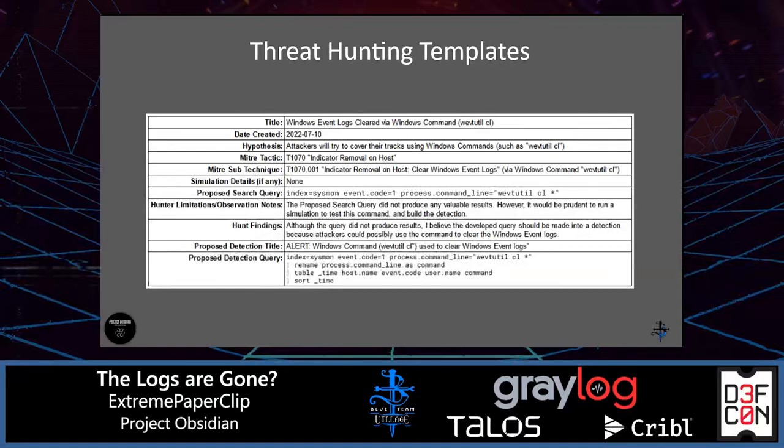There was no simulation details. I put in my proposed search query. And for hunter limitation observation notes, I have the proposed search query did not produce any valuable results. However, it would be prudent to run a simulation test using this command and build the detection. And the hunt findings, although the query did not produce results, I believe the developed query should be made into a detection because attackers could possibly use the command to clear the Windows event logs. So proposed detection title for this one is Alert Windows Command wevtutil cl, used to clear Windows event logs. And then finally here we have the proposed detection query with my specific Splunk query.